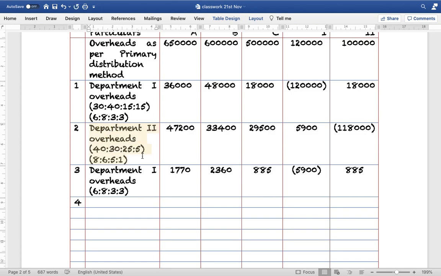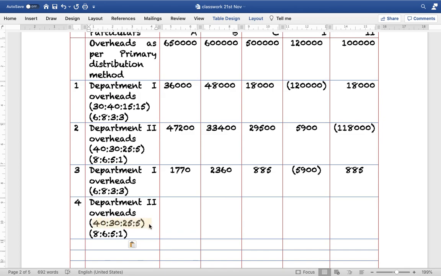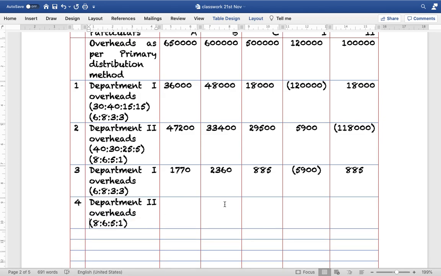Next, department 2 overheads. So 885. The ratio of 8:6:5:1. 354, 266, 221, 44.